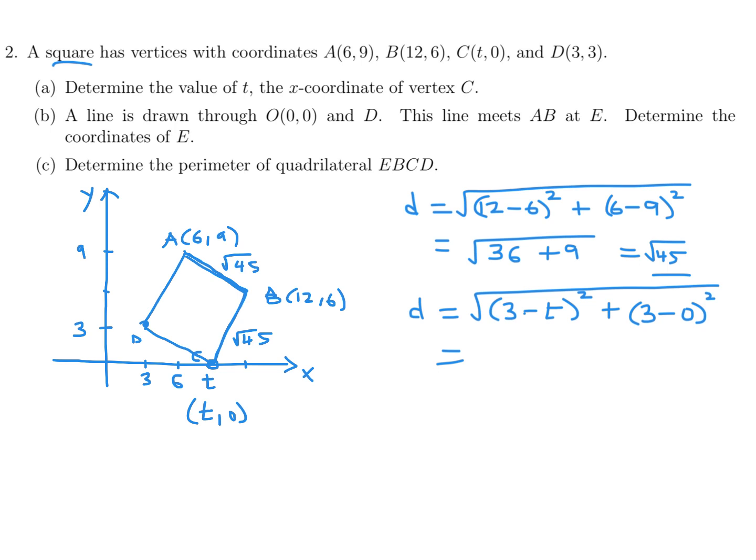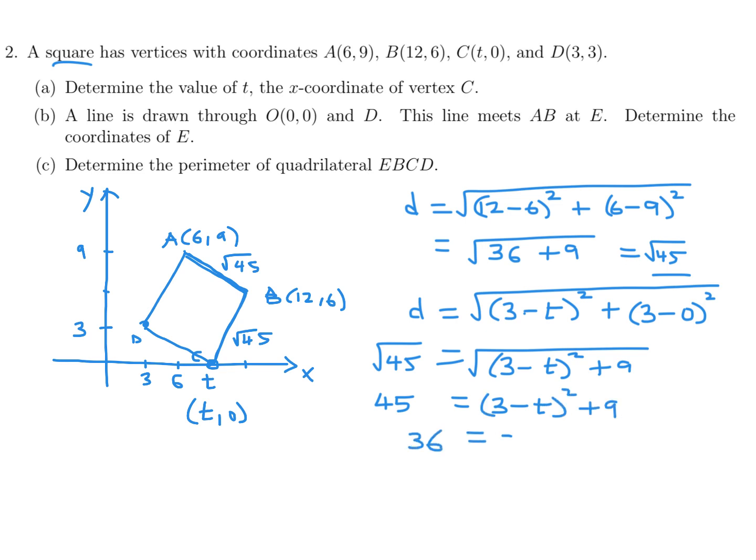And that's got to equal root 45, because that is the length of each side of the square. So this is 3 minus t, all squared, plus 9, all squared. Now we can get rid of the square root signs, just square both sides, and that gives me 45 equals (3 minus t) squared plus 9. Bring the 9 over, so that's 36. Take the square root of both sides, and you get plus or minus 6 equals 3 minus t, and therefore, if we use the minus 6, t would be 9.